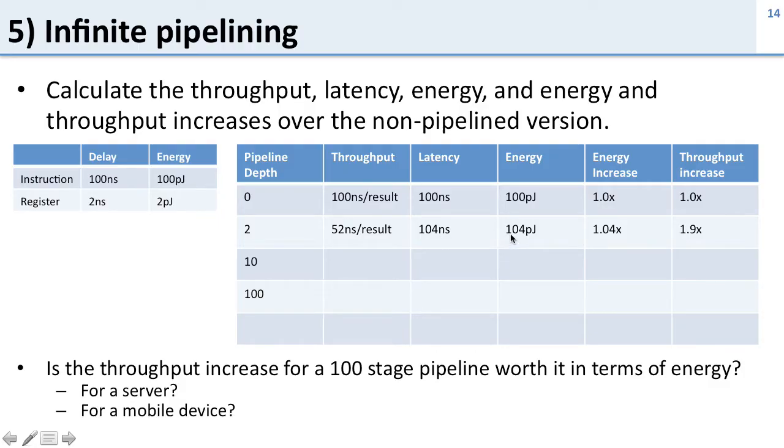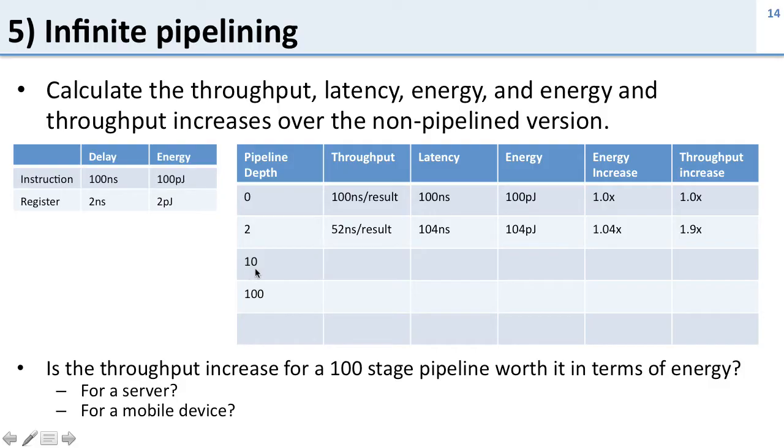And our energy is also going to be 104 picojoules because it's 100 picojoules for the instruction, plus we've got 2 pipeline registers, so 4 picojoules for that. So what we see here is our throughput has increased almost by a factor of 2. We went before from taking 100 nanoseconds for each result to almost 50. Our energy is only increased by 4%.